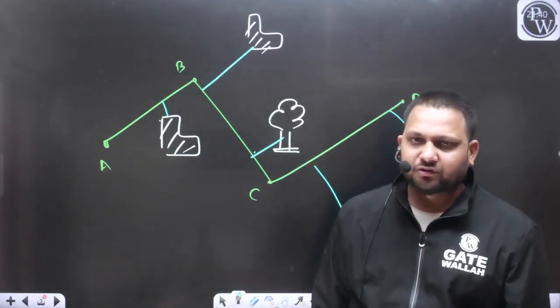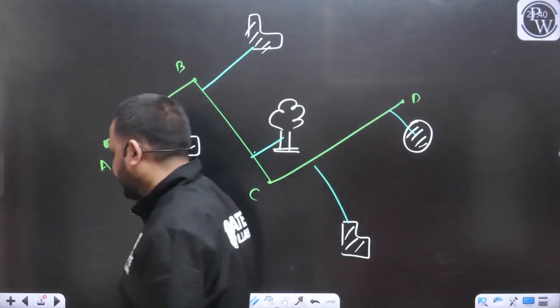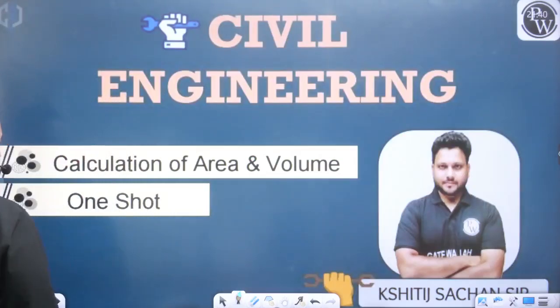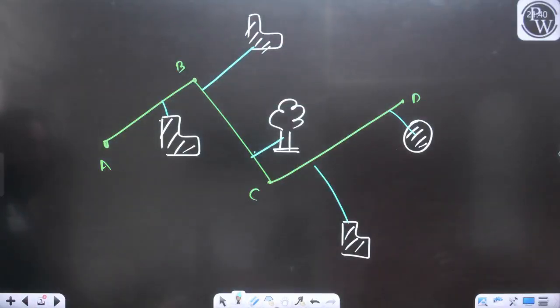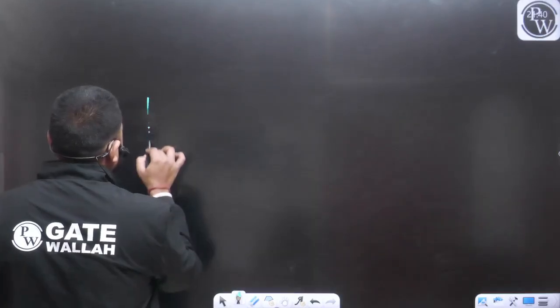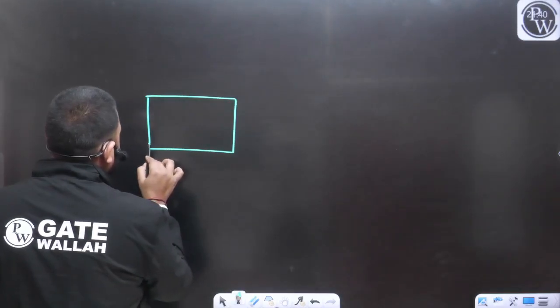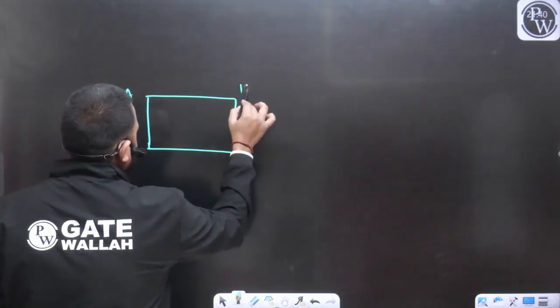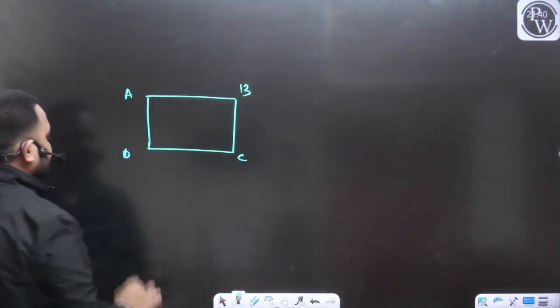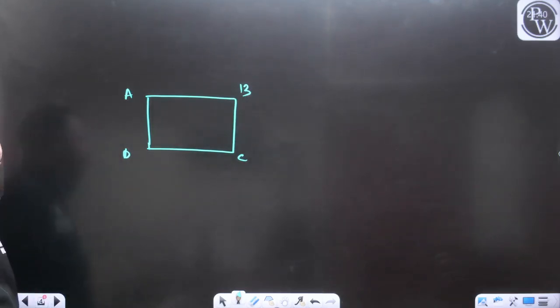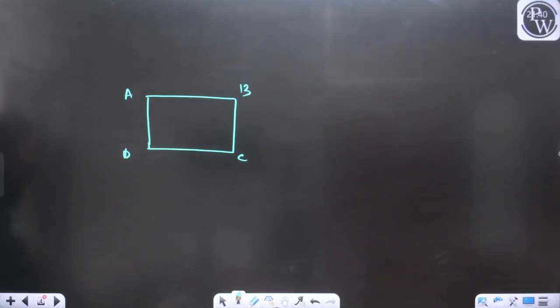So now the next topic that we are going to cover is the calculation of area and volume. I hope you all know how to calculate the area and how to calculate the volume, yes or no? For example, if this is a geometry, let's say this is point A, point B, point C, point D. Can you calculate the area of this geometry? Tell me.